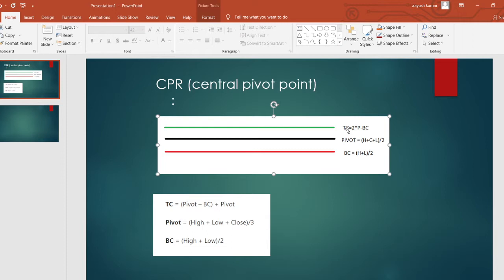First of all, we have to find a stock which has a very narrow CPR in the monthly time frame, not in the daily time frame, not in the weekly time frame. We have to find the CPR of the monthly time frame. Narrow CPR means TC and BC should be small. The distance between TC and BC should be small. How will we find it?